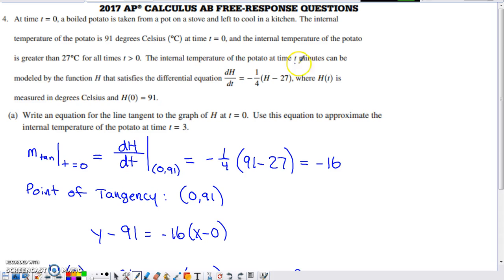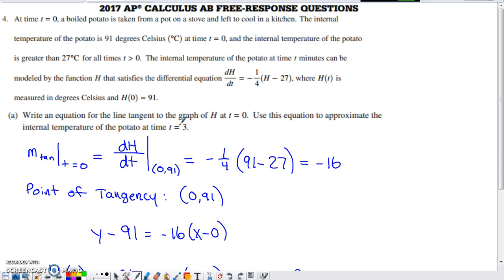The internal temperature of the potato at time t minutes can be modeled by the function h, which satisfies the differential equation that we see here. H of t is measured in degrees Celsius, and at time 0, the temperature of the potato is 91 degrees. So in part A, they ask us to write an equation of the line tangent to the graph of function h at t is equal to 0. Use this equation to approximate the internal temperature of the potato at time t equals 3.